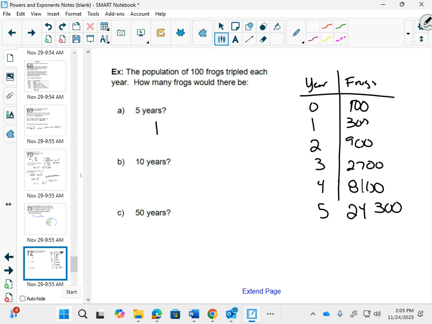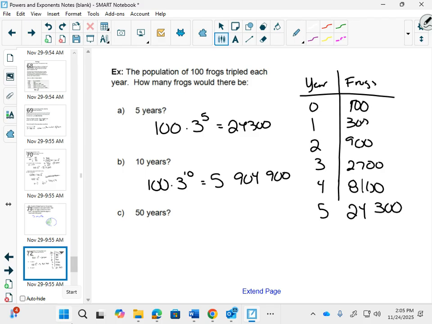The shortcut would be to do this. You started with 100. It tripled how many times? 5 times. And you get 24,300. Oh, that's what I got. I just said it wrong. You see, the formula is really nice. What about 10 years? We would just put in 10 years. Oh my goodness, this is like a frog disaster. 5,904,900. If there's that many frogs, I think everybody would have to start liking frog legs.